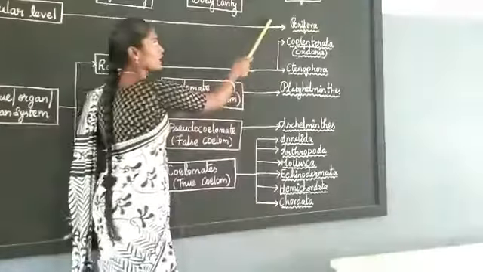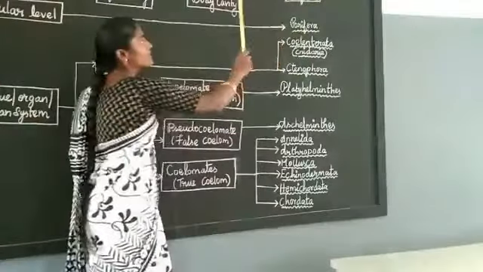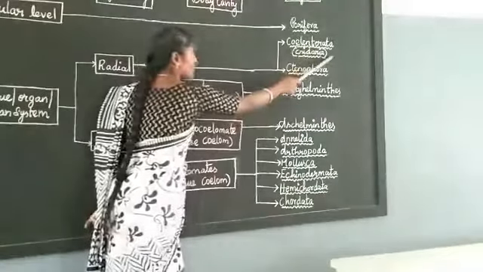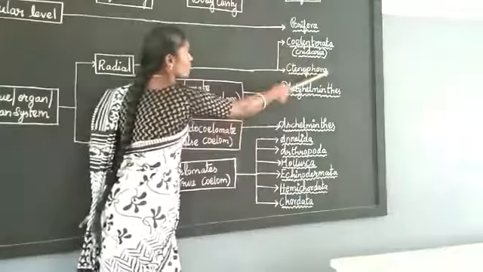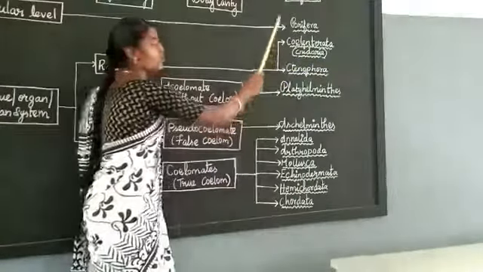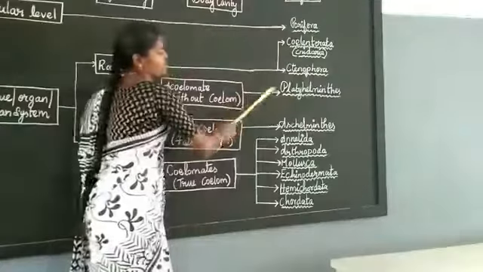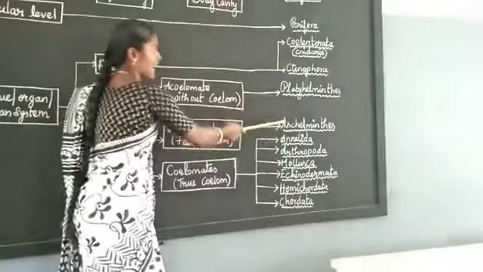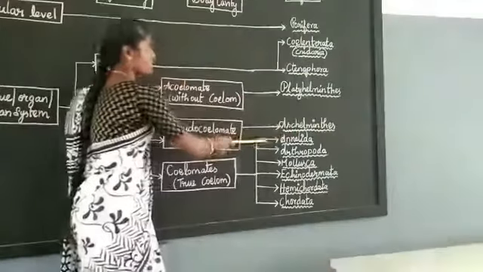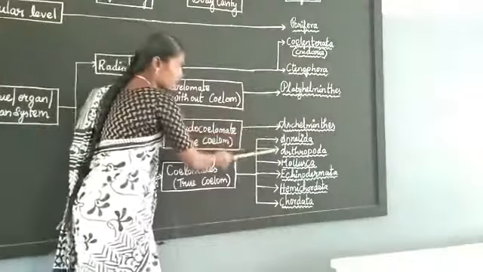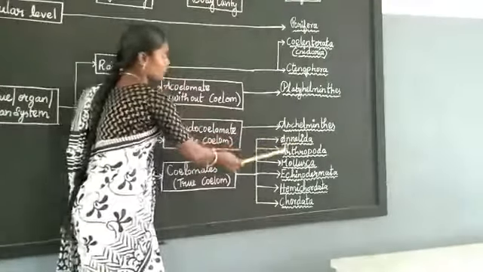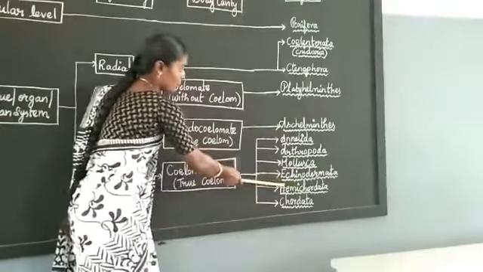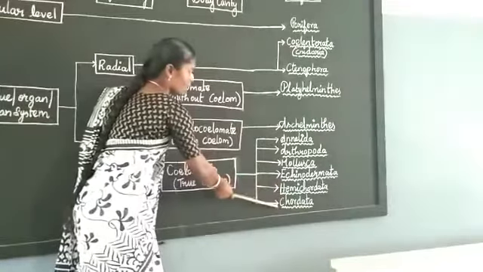Okay, first phylum Porifera. Second phylum Coelenterata or Cnidaria. Phylum 3, Ctenophora. And phylum 4, what is it? Yes, it is Platyhelminthes. Then phylum 5, Aschelminthes. Then phylum 6, Annelida. Phylum 7, Arthropoda. Then phylum 8, Mollusca. Then phylum 9, Echinodermata. Phylum 10, Hemichordata. Then the last phylum, Chordata.